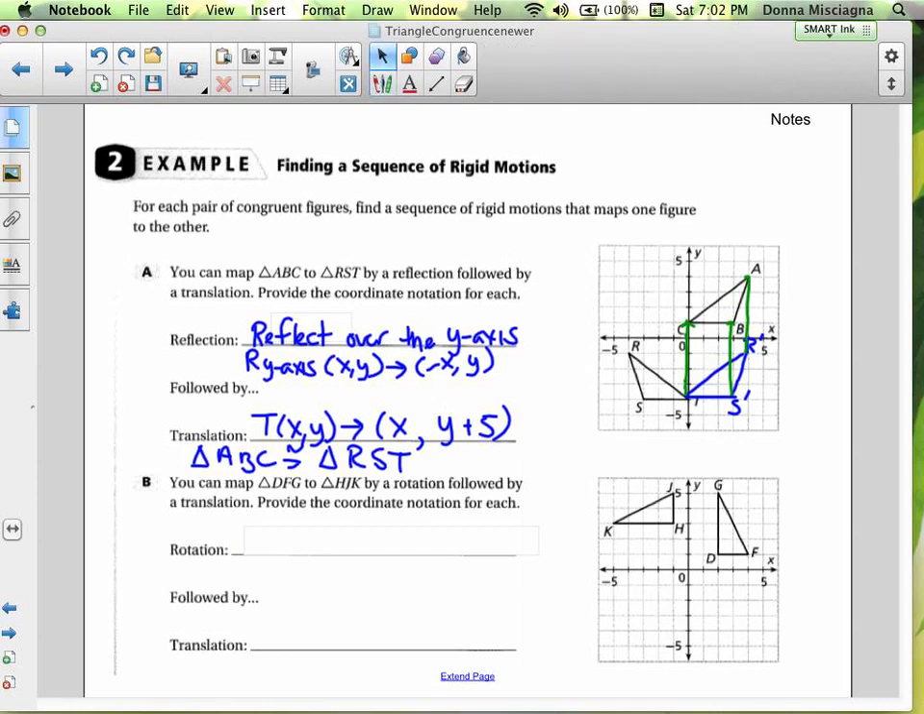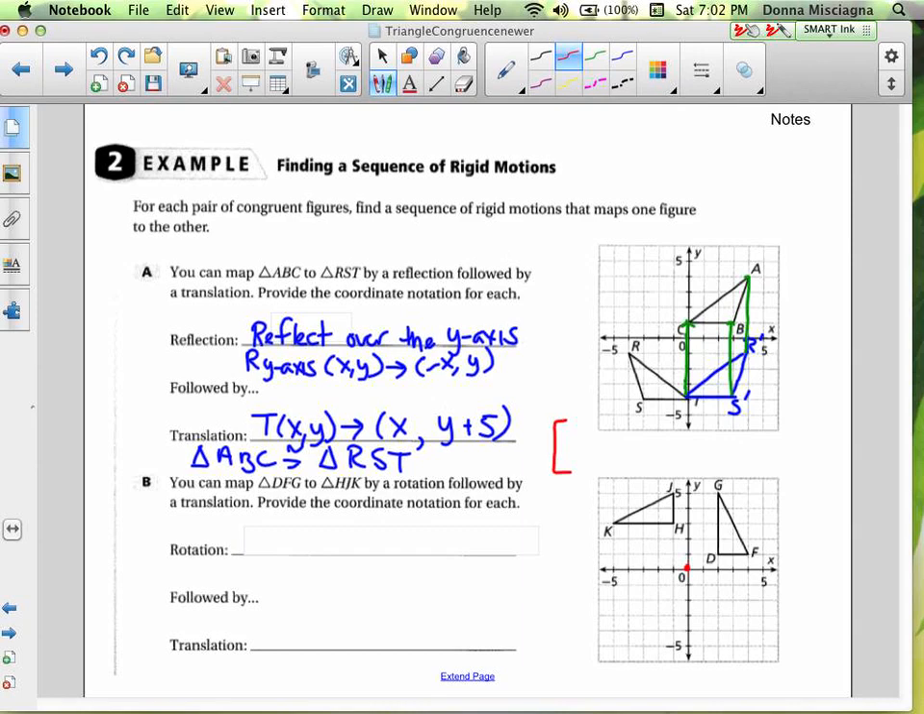Now let's do the second one. You can map triangle DFG to triangle HJK by a rotation followed by a translation. Let's rotate around the origin, because that's easier. It's easier to put in coordinate notation. Matter of fact, it's pretty much impossible to put it in coordinate notation if we're not rotating around the origin. So we need to move DFG to HJK. For the reflection, it was easy, right? We just had to make the x coordinates the opposite.